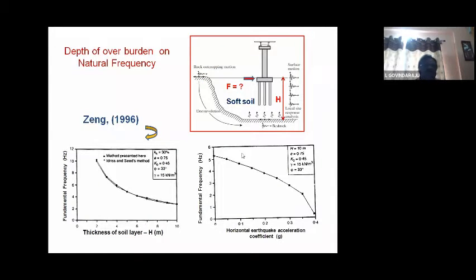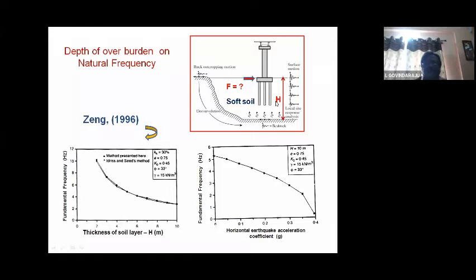See, in this case, I just take up an example. Zenk in 1996, you refer this way. He developed a simple concept by writing a finite element code to identify what is the effect of the overburdened soil on the frequency response of the ground. He plotted this.